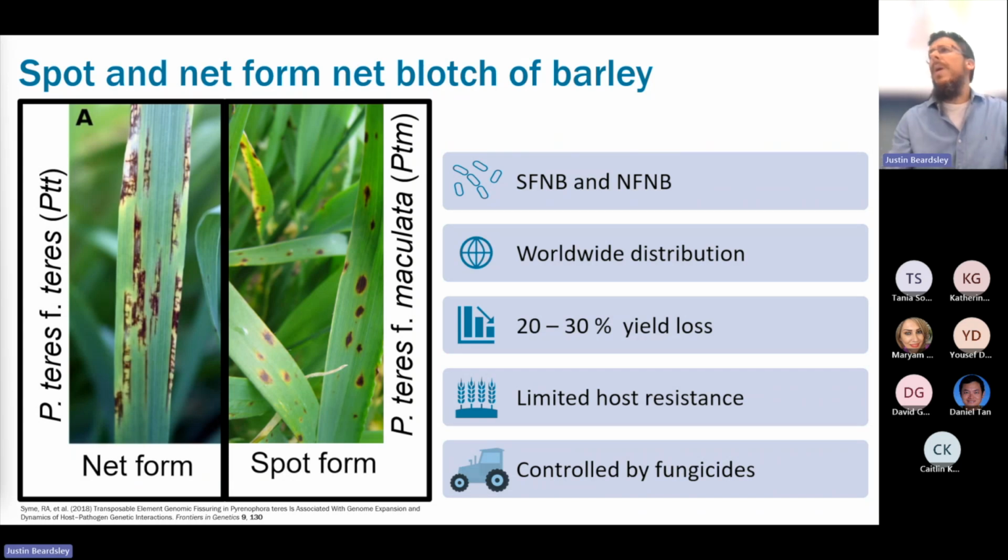So they've got worldwide distribution. They're found pretty much everywhere where people grow barley. They can actually be responsible for up to 30% yield losses. That's actually quite a lot.